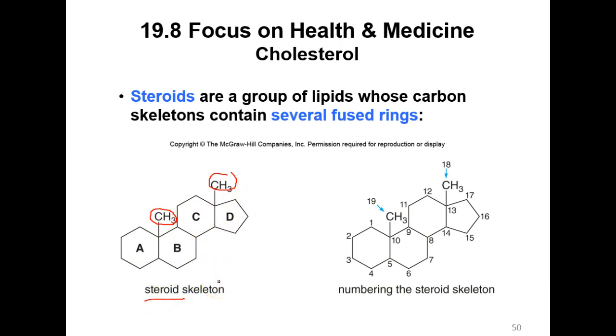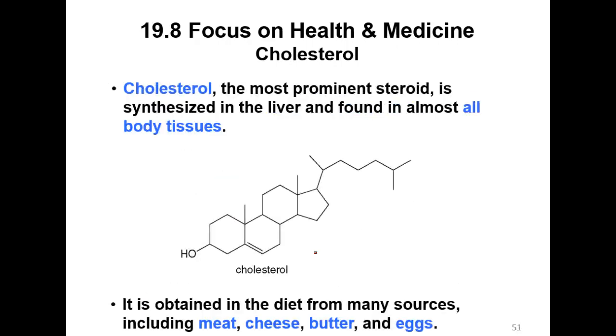And there's tons and tons of different types of steroids. Cholesterol is one of them. Our hormones are also types of steroids. So you can easily look at structures, and if it has this shape to it, you should be able to recognize that ring system, and you know that it's a type of steroid. Cholesterol is a type of steroid.